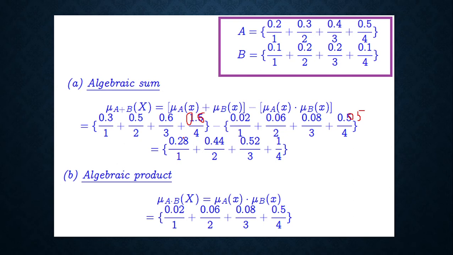Alright, again this minus this would give you the resultant value. So 0.3 minus 0.02 is equal to 0.28, and again 0.5 minus 0.06 is 0.44, right? And here 0.6 minus 0.08 is 0.52, and 0.6 minus 0.05 is 0.55. So the resultant answer is here.